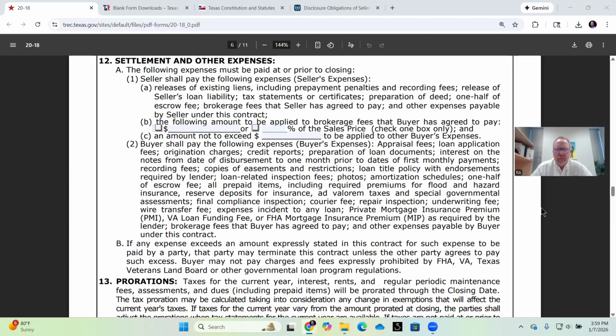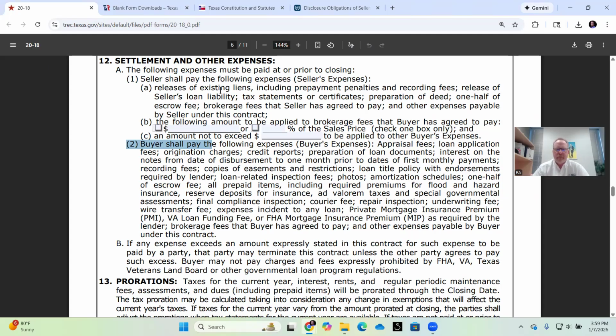1 to 4 family contract, paragraph 12, settlement and other expenses. This is where it dictates what are the expenses that both parties are obligated to pay in the contract, right? Paragraph 12A1 is seller shall pay. That's their expenses in 12A1A, right? And paragraph 12A2 is buyer shall pay, right?